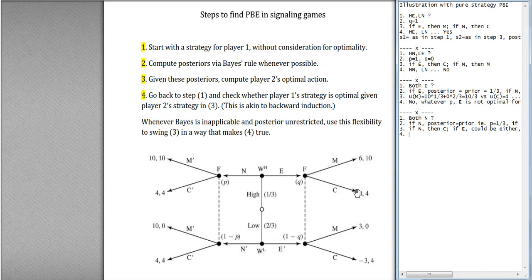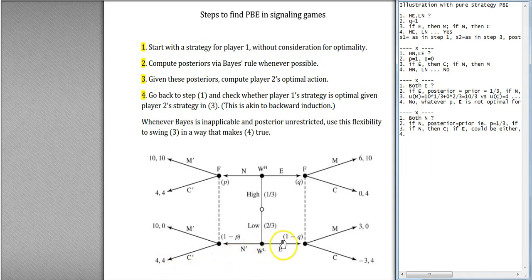So let's keep that in mind. We're going to compute that Q in a moment. But from the standpoint now of the low ability person, is it optimal to not get educated? Well, if you do not get educated, remember the posterior is the same as the prior, and as we computed in step number 3, that means that the firm is going to make this person a clerk, and the low ability person then anticipates a payoff of 4.